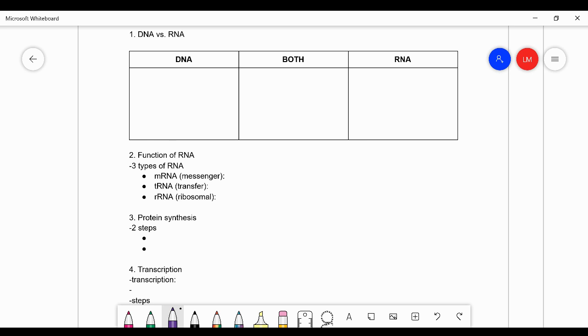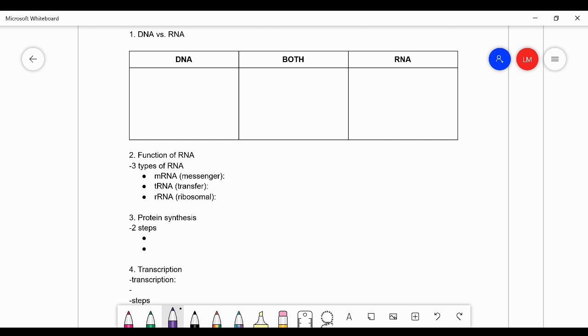This video covers notes for protein synthesis. Before we can get into the details of protein synthesis, we need to talk about some similarities and differences between DNA and RNA. We have already talked about the structure and function of DNA, or deoxyribonucleic acid, and with protein synthesis, we need to talk some about the structure and function of RNA, which is simply ribonucleic acid.